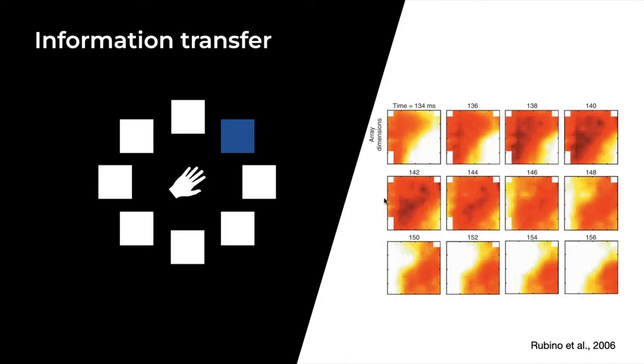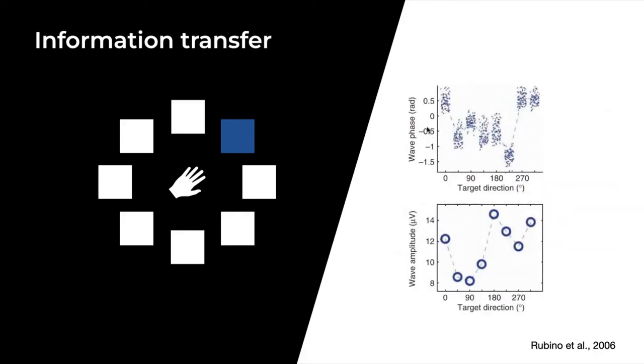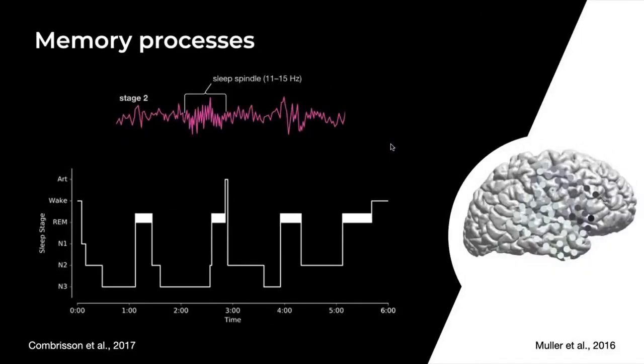Not only did they find traveling waves propagating across this microelectrode array, but they also found that properties of the wave, such as the wave latency and the wave amplitude, actually contained information about the target direction. So in conclusion, Rubino and their colleagues suggest that these waves could actually transfer information intra and intercortically.